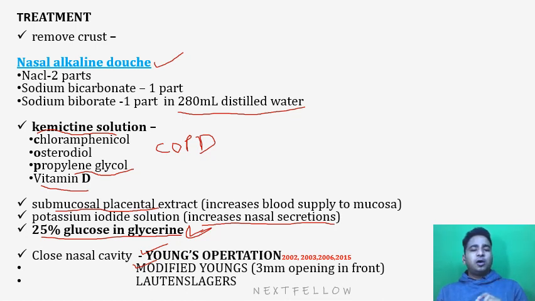So this is known as Young operation, discovered by the scientist named Young. And we have seen that after a closure of 3 to 6 months, the nasal cavity again becomes normal. The third operation is Lautenslager operation. Again, this has been asked in the exam in past years, given in the options. So try to remember all these 3 surgical names. So I hope you got a basic idea about atrophic rhinitis.